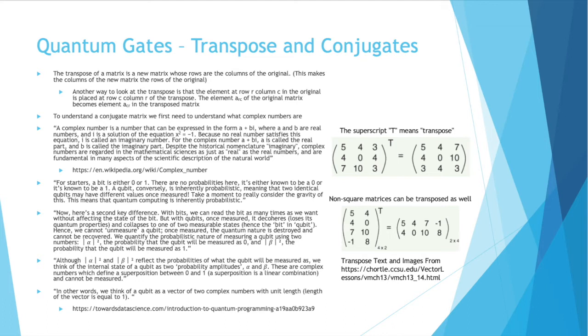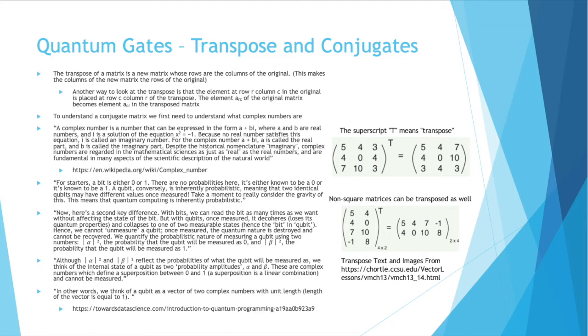There is also something called a conjugate matrix, but to understand a conjugate matrix, we first need to know what complex numbers are. A complex number is a number that can be expressed in the form a plus bi, where a and b are real numbers, and the i is the solution to the equation x squared equals -1. The value of x is i. It's called an imaginary number, if you remember that from algebra. So a and b are real, i is imaginary. Together, they are a complex number.